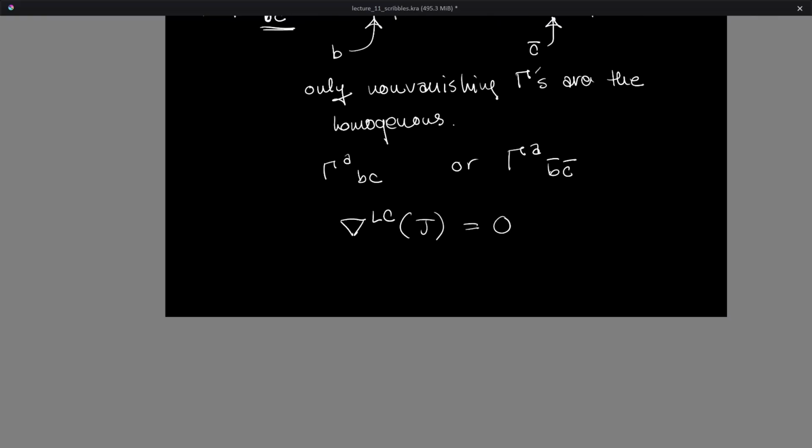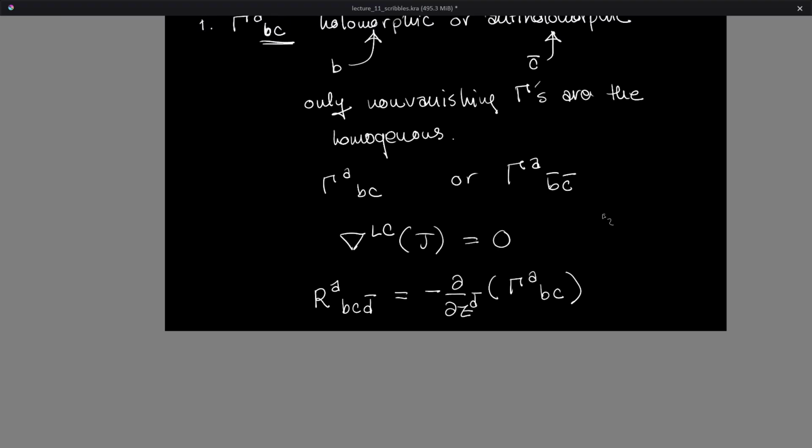Therefore, I'm going to skip the algebra for this, but I'm going to state it here that the Riemann curvature tensor components R A, B, C, D bar are the only non-zero Riemann tensor components, and these are equal to minus partial z D bar of gamma A, B, C. These are the only non-zero components where D is a barred coordinate and B and C are normal unbarred coordinates.